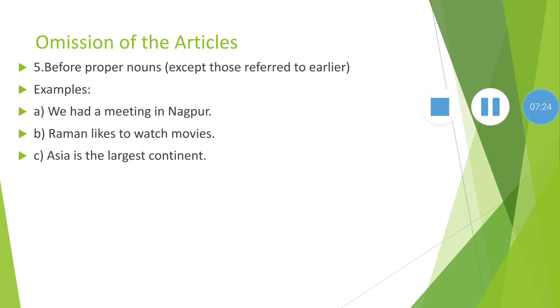Raman liked to watch movies. Raman is the name of a person. It's a proper noun. That's why we delete the article. Asia is the largest continent. Asia is the name of a continent. It is a proper noun of the continent. That's why we delete the article. When a proper noun is used, we delete the article.